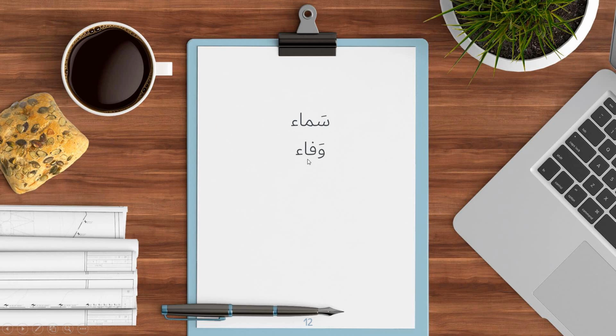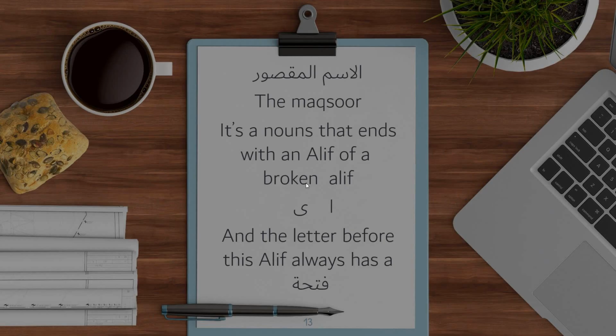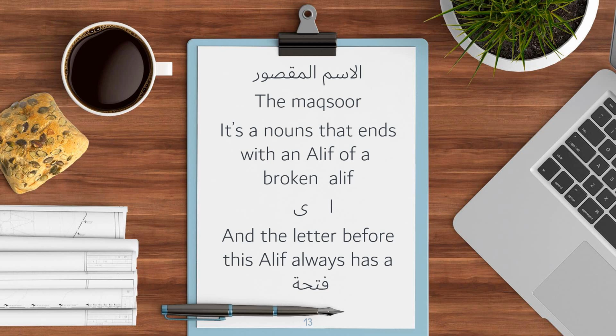And then we have wafa, which is a name of a girl, but we have hamza at the end of this word, and then we have alif before it, wafa. And then we have raja. This is also a name of a girl. We have the hamza, and then we have this alif. Now, these are the things that you need to know about these noun categories.